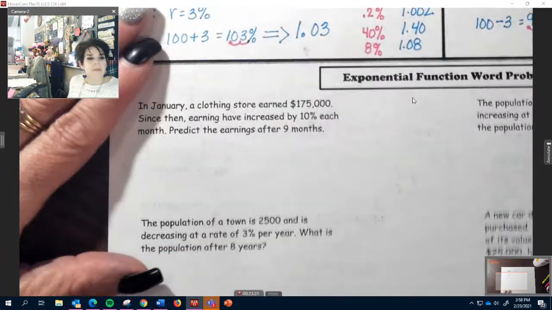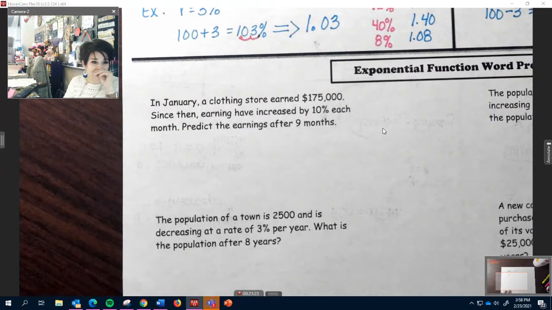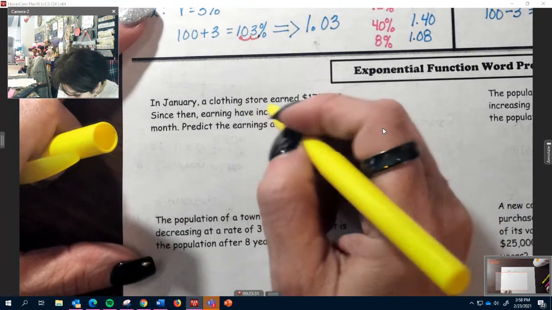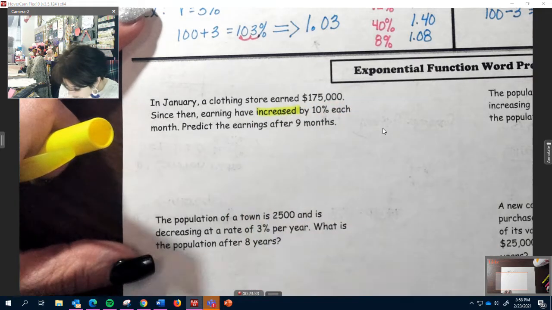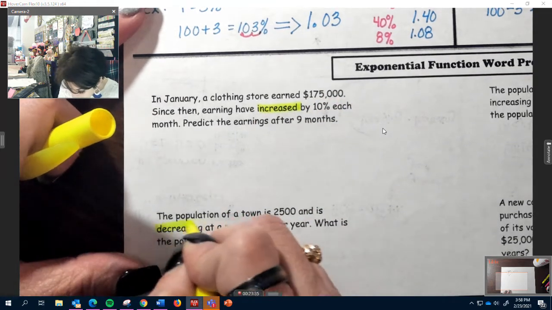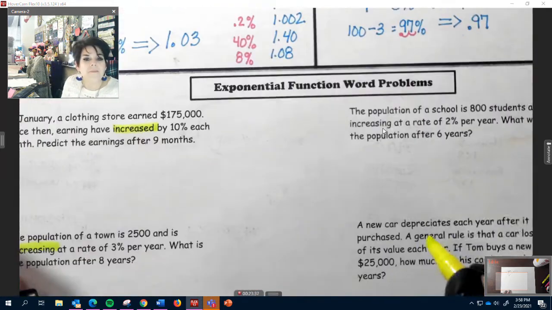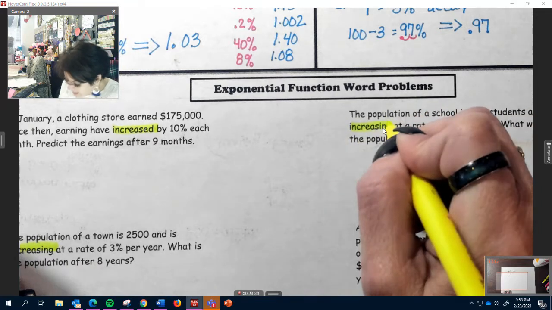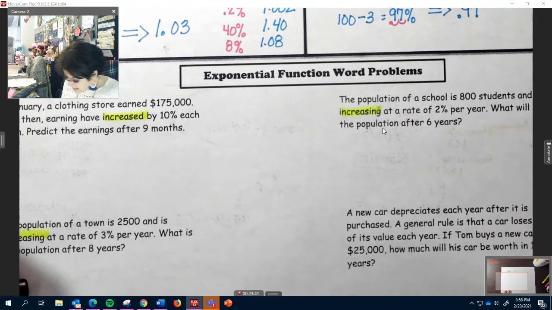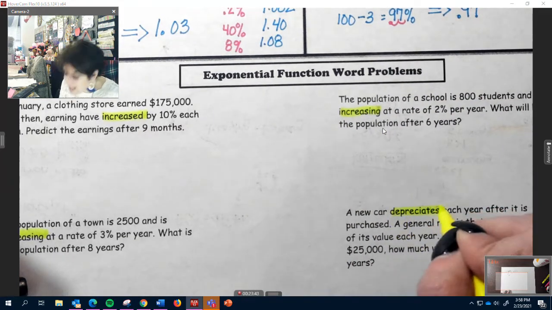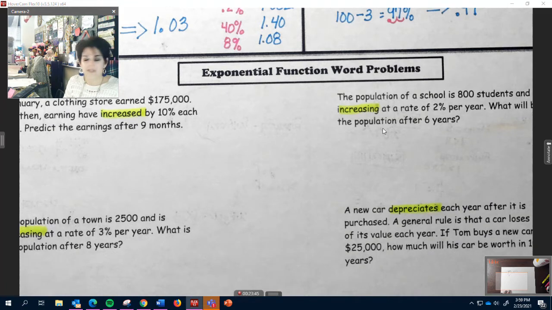Okay, here we go. So in January, a clothing store earned $175,000. Since then, earnings have increased. Whenever you're doing these exponential growth or decay problems, always look for the keywords. Increased. The one below it says decreasing. Over here, I see increasing. And down here, I see depreciates. If something depreciates, it loses its value.